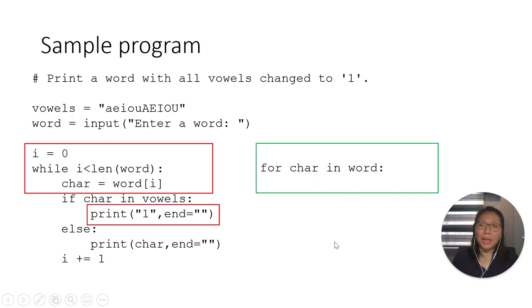And take note of this one. I put here in this example a way of printing a string that does not end with a new line character, meaning if this is executed twice, the printing will be side by side. The answer would be side by side instead of line by line.